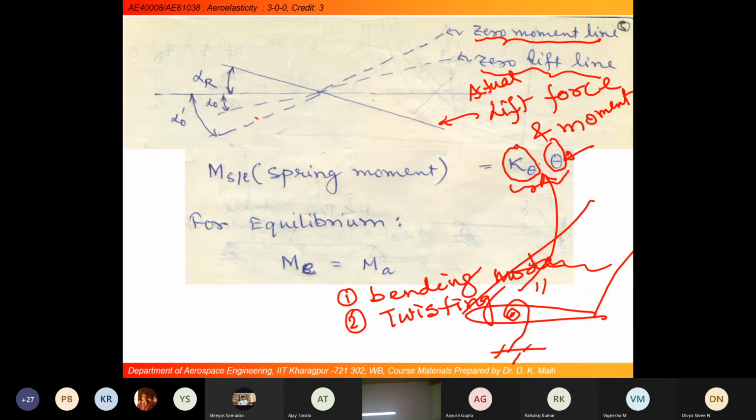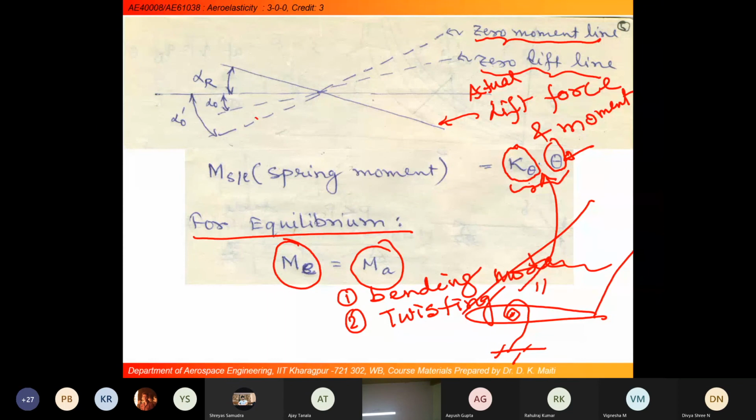Finally, when we consider that the aircraft is in equilibrium, the external moment developed due to the external aerodynamic load and the internal resisting elastic moment have to be balanced. Only then will we consider that the aeroelastic system is in equilibrium. Is it okay?